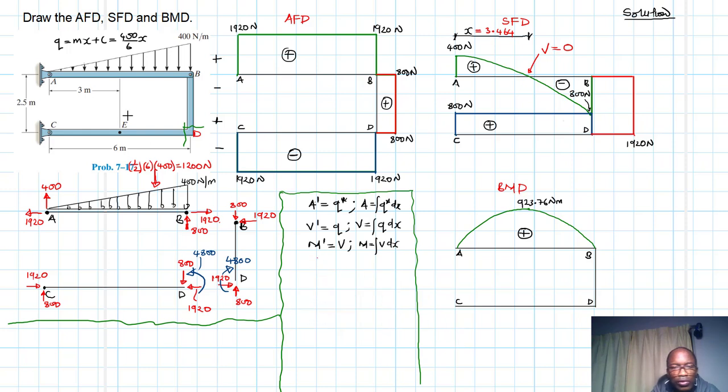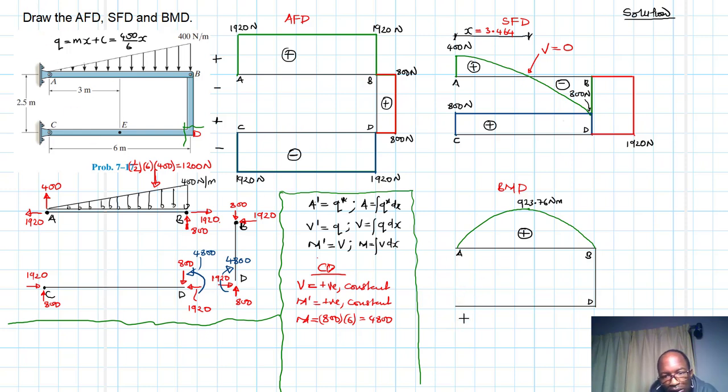All right, let's do the plot for CD. For CD, what we have is shear. CD shear is positive and constant, and then we expect the slope of our moment to also be positive and constant, right? The magnitude of this moment is just equal to the area under the shear diagram, which is 800 by 6, which gives us 4800. Okay, so let's do the plot for that.